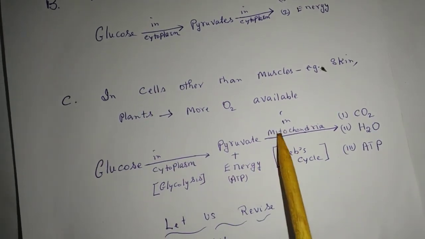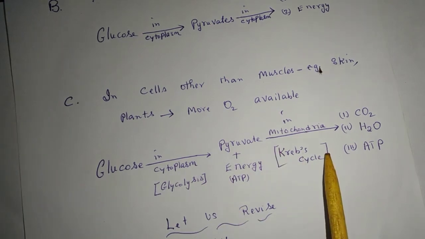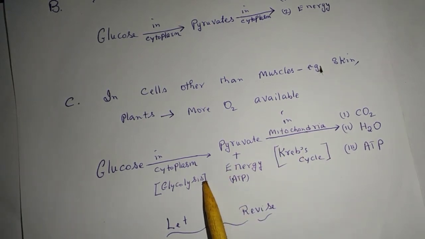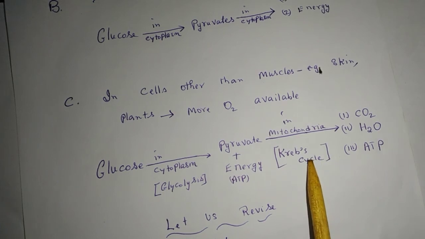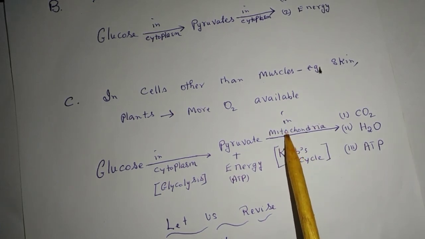So here you see both glycolysis and the Krebs cycle. Glycolysis is the process that takes place in the cytoplasm, and the Krebs cycle is the process that takes place in the mitochondria.